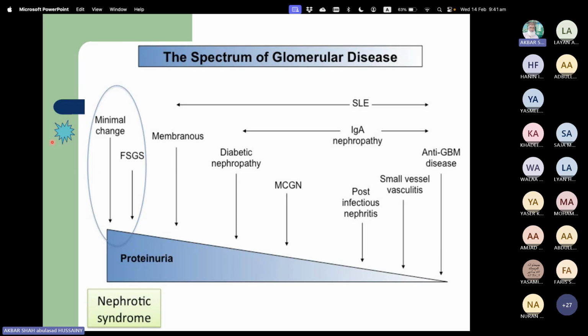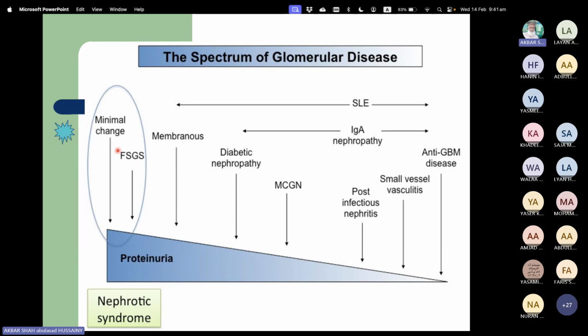So here I was thinking of making a scenario. Now remember, minimal change is a disease of children, and focal segmental is a disease of adults in the beginning. So if I make a scenario that an adult came with nephrotic syndrome, which is the most likely? So you have to answer this one. I'm giving you the hint that this can come in the quiz. I'll make it, but it's up to the coordinators whether they select it or not.